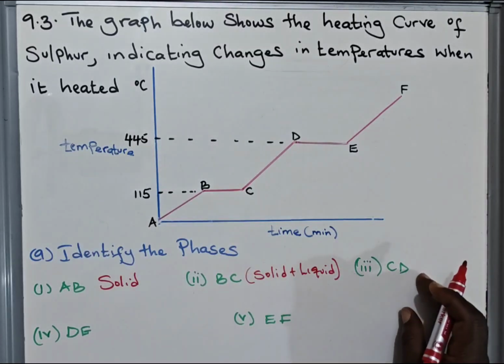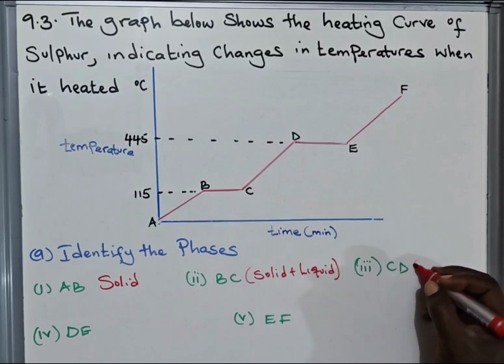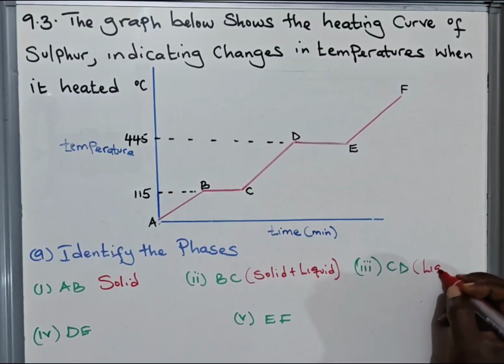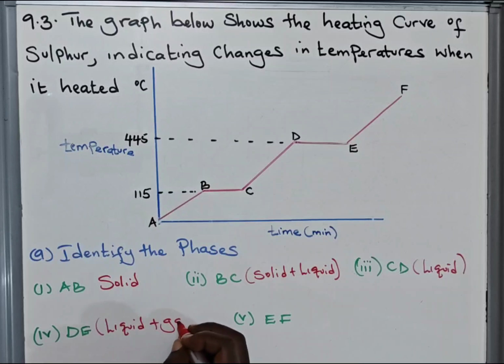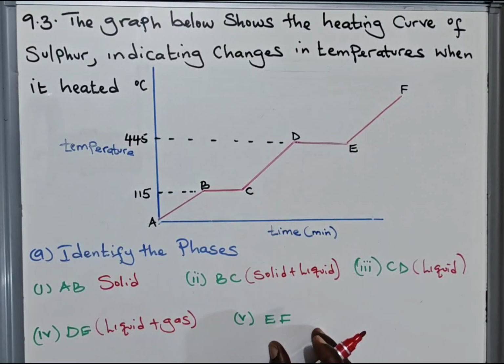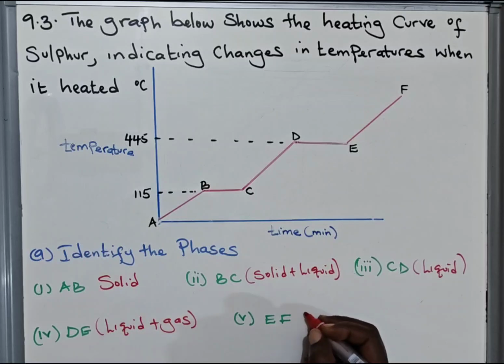Then we come to C to D. Which phase is that? That is liquid. Then we come to D to E. Which phases are here? It is liquid plus gas. Then E to F. Which phase is here? It is gas.